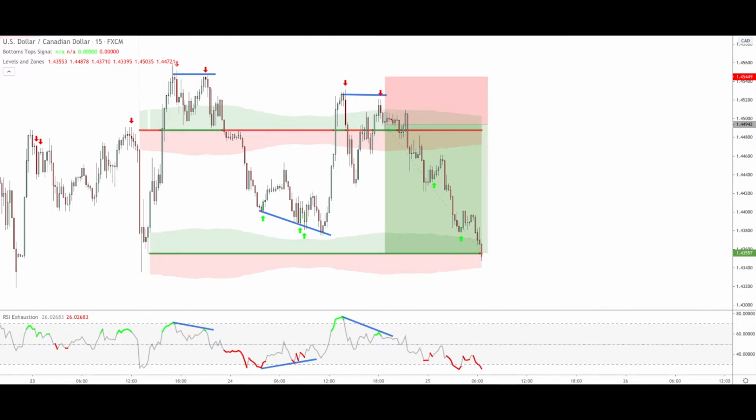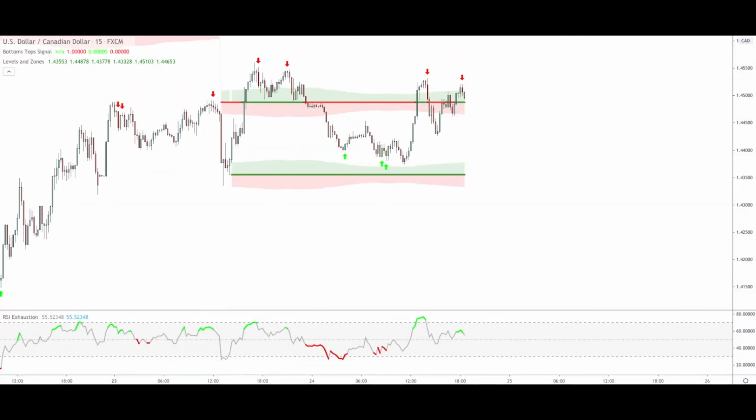So let's jump back to the beginning of the trade and let me explain the setups. So today I'm looking at US dollar, Canadian dollar on the 15 minutes time frame.